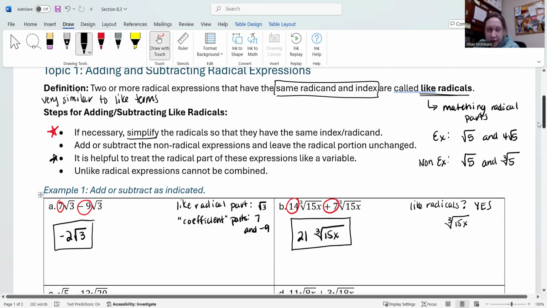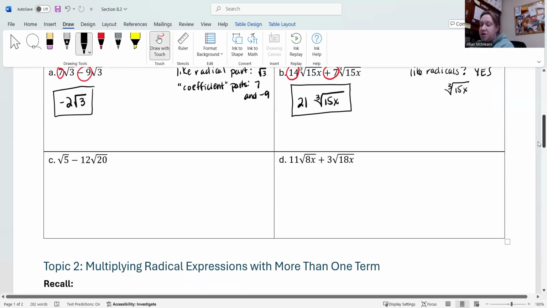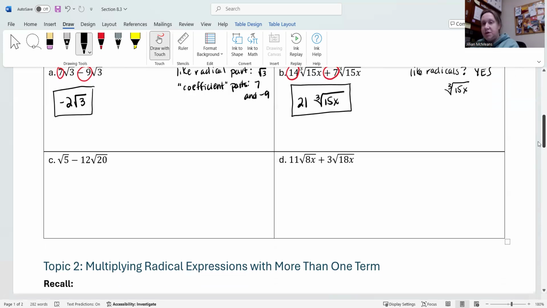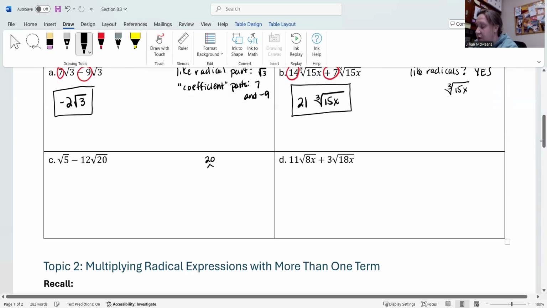Let me scroll down here. Okay, so for part C, we have the square root of 5. That cannot be simplified. Remember, in order to simplify a square root, we want to divide out any perfect square factors and then simplify those. Since 5 is prime, the only square factor it has is 1, but we don't count that. So we're done with 5. Let's look at 20. So we have the square root of 20. Well, I know that 20 is the same as 4 times 5, and that 4 is a perfect square.